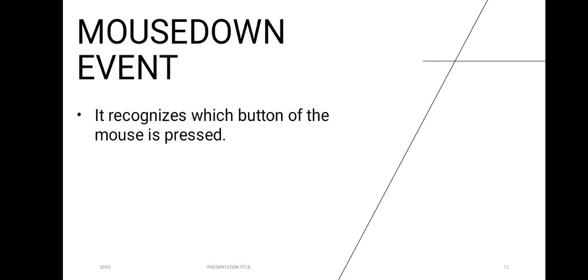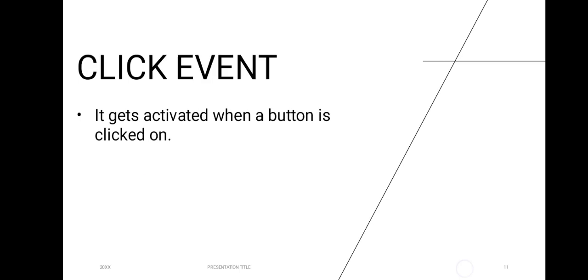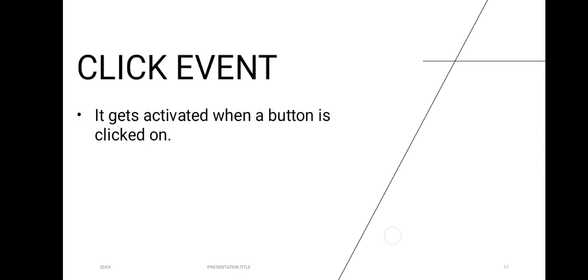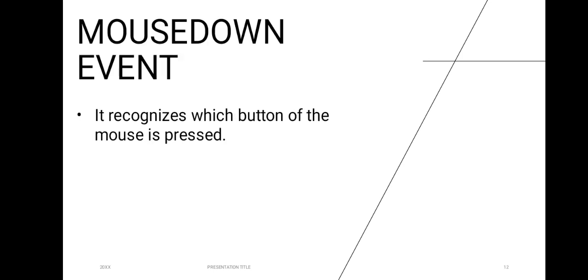Next is the mouse down event. It recognizes which button of the mouse is pressed. Just to avoid confusion, let me correct what I have said. The click event is more about the buttons, for example on the keyboard, while the mouse down event is more about the mouse. So what I stated a while ago is wrong. That is the difference between the click event and the mouse down event. Again, in a click event, a specific button has been pressed. On the other hand, mouse down is more specific to the mouse.